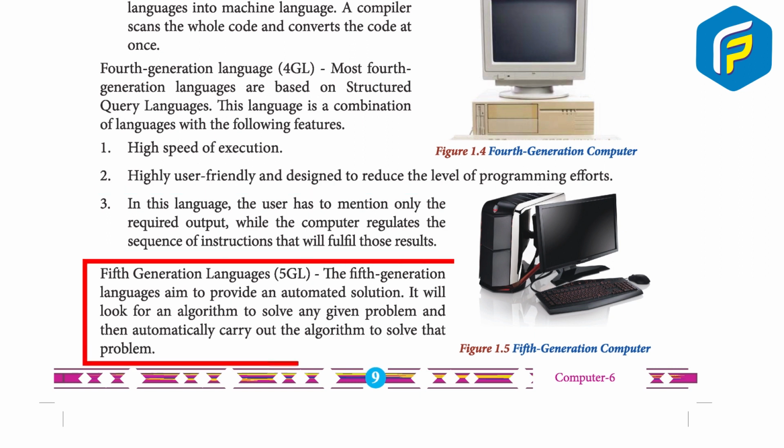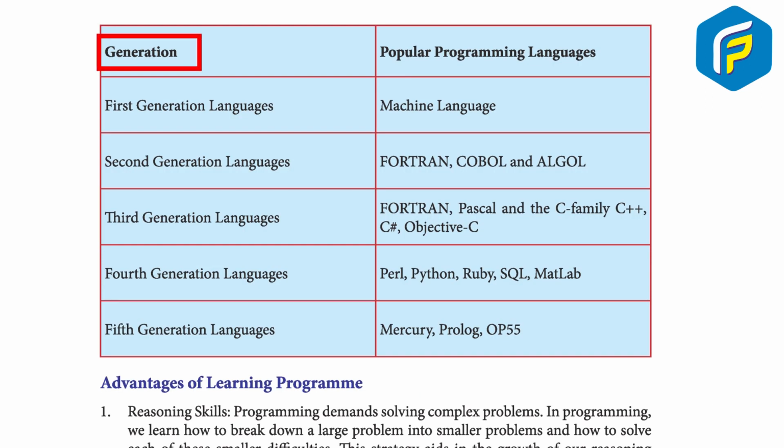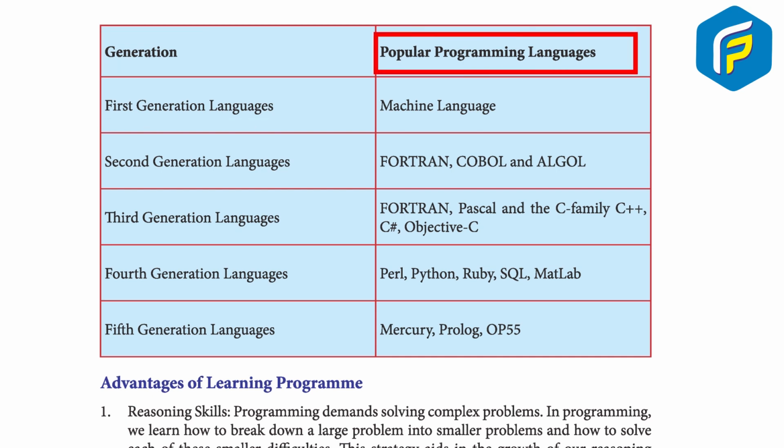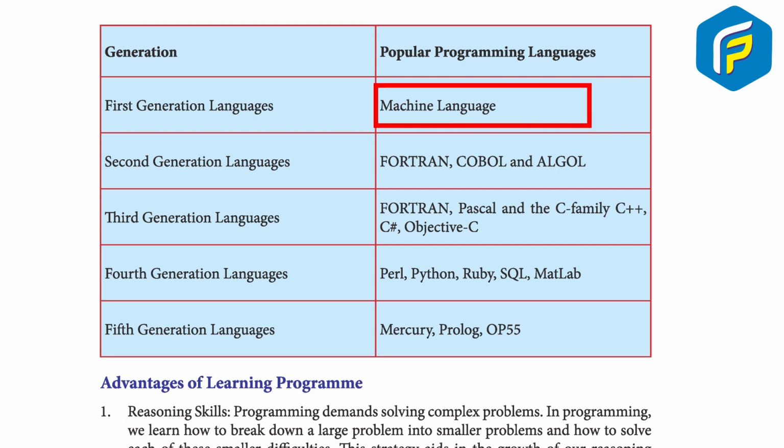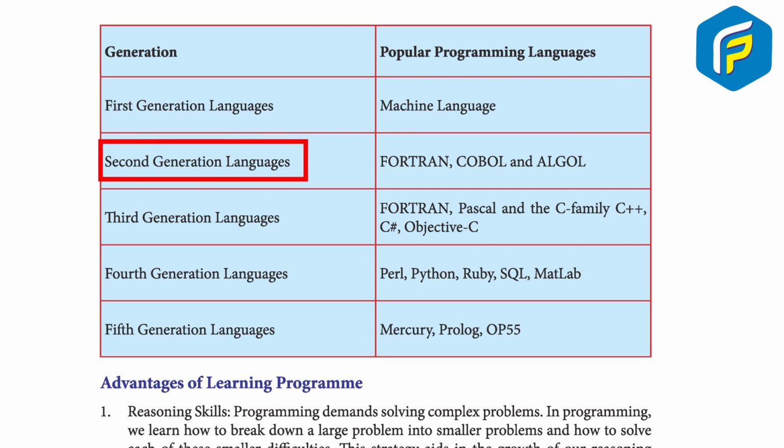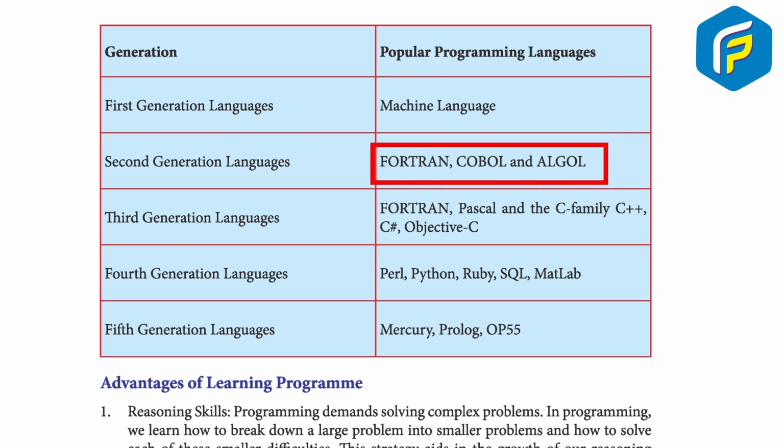Fifth generation languages, 5GL. The fifth generation languages aim to provide an automated solution. It will look for an algorithm to solve any given problem and then automatically carry out the algorithm to solve that problem. Generation, first generation languages, popular programming languages, machine language, second generation languages, Fortran, COBOL, and ALGOL.